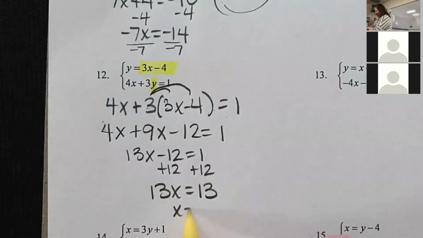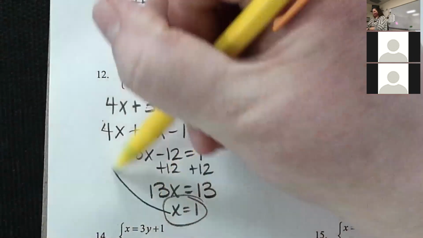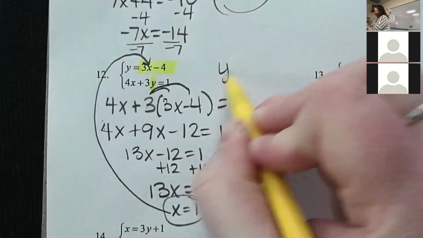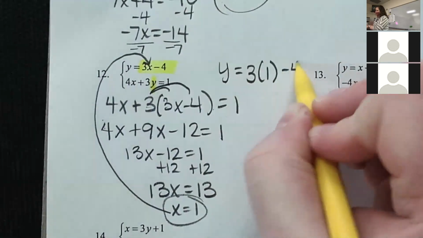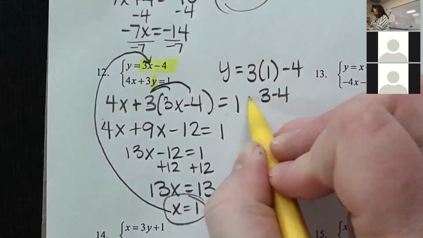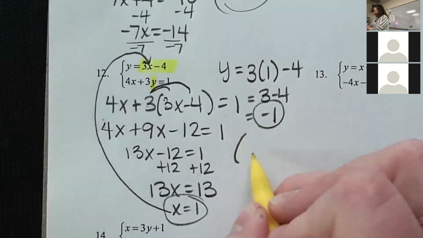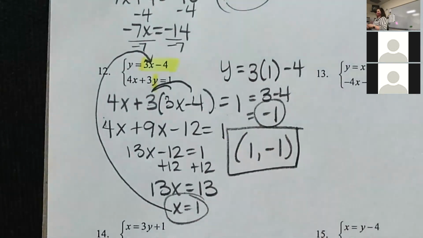1. Now remember, I can plug that in top or bottom. I'm going to plug it into the top one. Why can't they just give us the answer for y? Nope. Have to earn it. 3 times 1 minus 4. Well, what's 3 times 1? 3. What's 3 minus 4 then? Negative 1. X comma y, 1 comma negative 1. Nice.